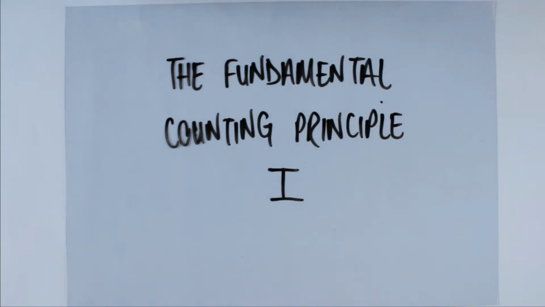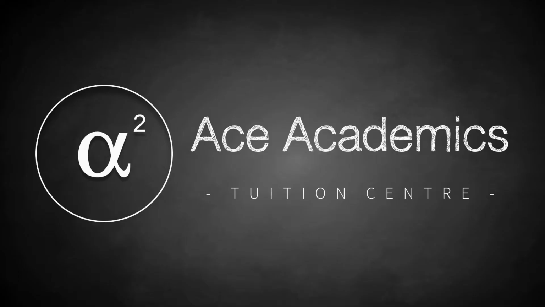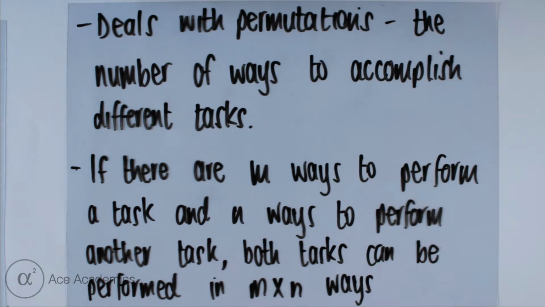In the next few videos we will be looking at the fundamental counting principle. The fundamental counting principle deals with permutations, which is basically the number of ways to accomplish different tasks. If there are m ways to perform a certain task and n ways to perform another task, both tasks can be performed in m multiplied by n ways. Now let's look at an example to illustrate this.